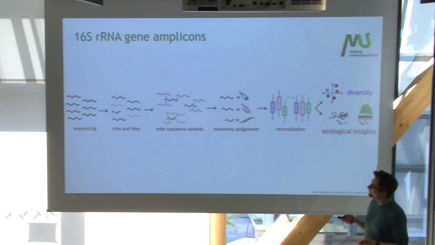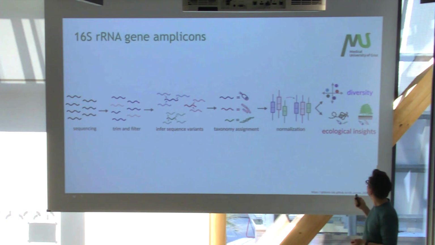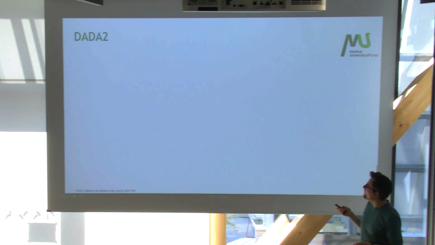The basic workflow for this would be: we have sequencing, we need to trim and filter a little bit, so it's always good to get rid of the bad information, so that we base our final interpretations on good quality data. Then infer the sequence variants. That means we try to figure out what the original sequence was after the PCR. We assign the taxonomy, we do some normalizations, and then the interpretation according to diversity or some insights into the ecology of the sample.